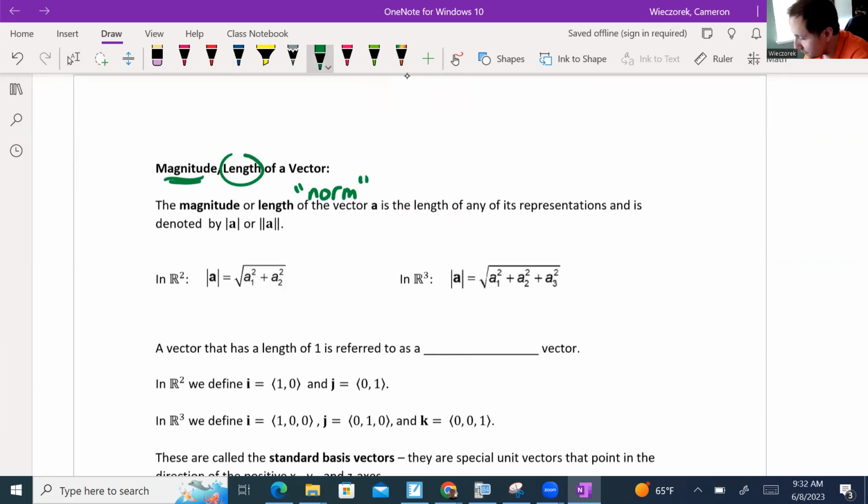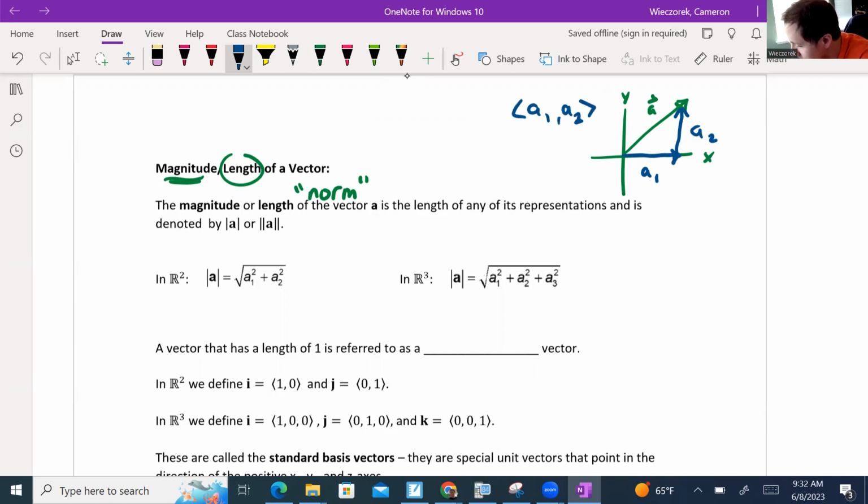And really all it is, if I want to know how long a vector is, look at it in R2 for a minute. Let's say I want to know how long this vector A is here. Well, if it's got an X component, I'm going to decompose it into its X and Y components here, tip to tail, right? If this is A1 and this is A2, and I want to know how long that vector is, the notation that we use, you might see a single set of bars surrounding the vector. I like to typically use a double set of bars, depends on what textbook you're using. Those both refer to the norm or the magnitude or the length of the vector.